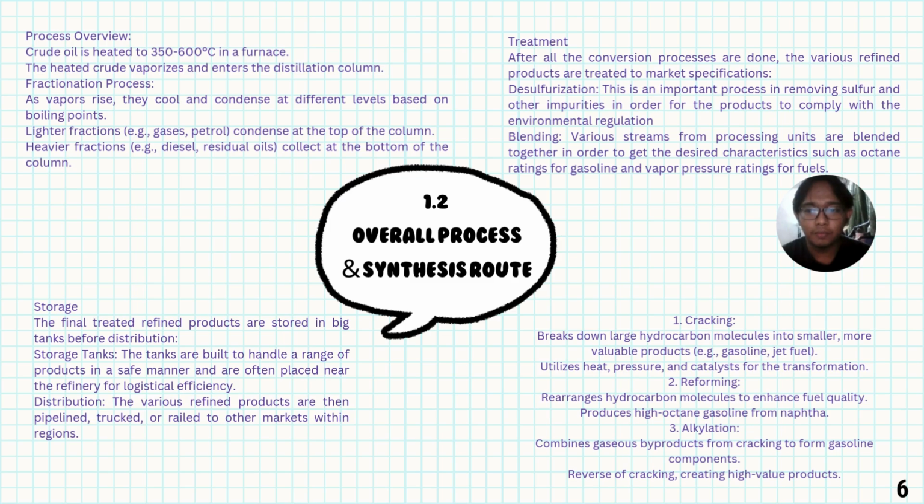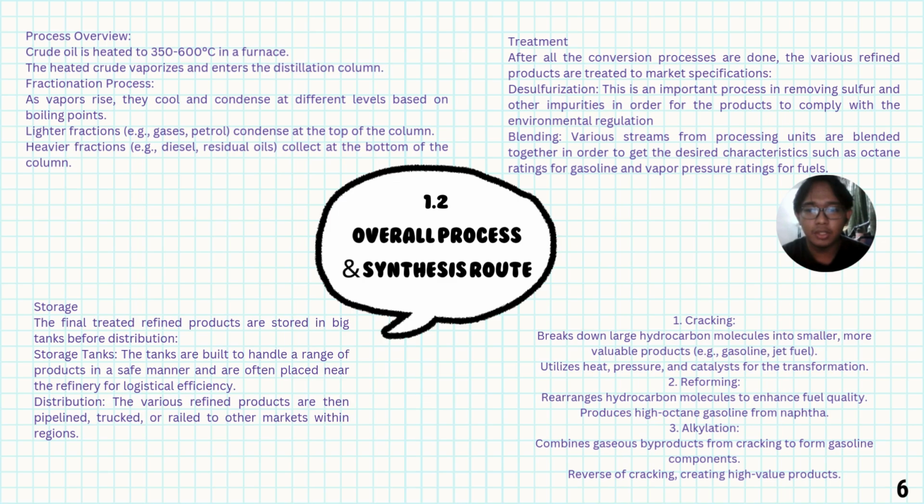Next is conversion, like cracking. After fractioning, it is necessary to further treat some of these fractions into more valuable types through cracking, reforming, and alkylation. Cracking is a widely used method that breaks down the larger hydrocarbon molecules into smaller, more valuable ones like gasoline and jet fuels. Cracking employs heat, pressure, and catalyst to facilitate this. Reforming is a process that rearranges hydrocarbon molecules to improve their quality, particularly for producing high octane gasoline from naphtha. Alkylation combines gaseous byproducts from cracking to create gasoline components, effectively reversing the cracking process.